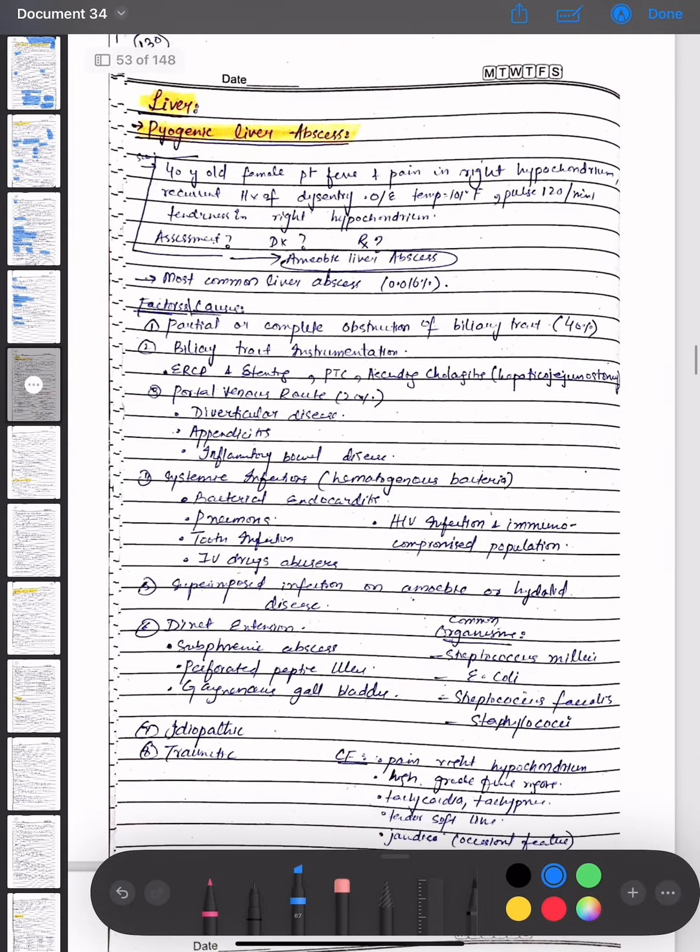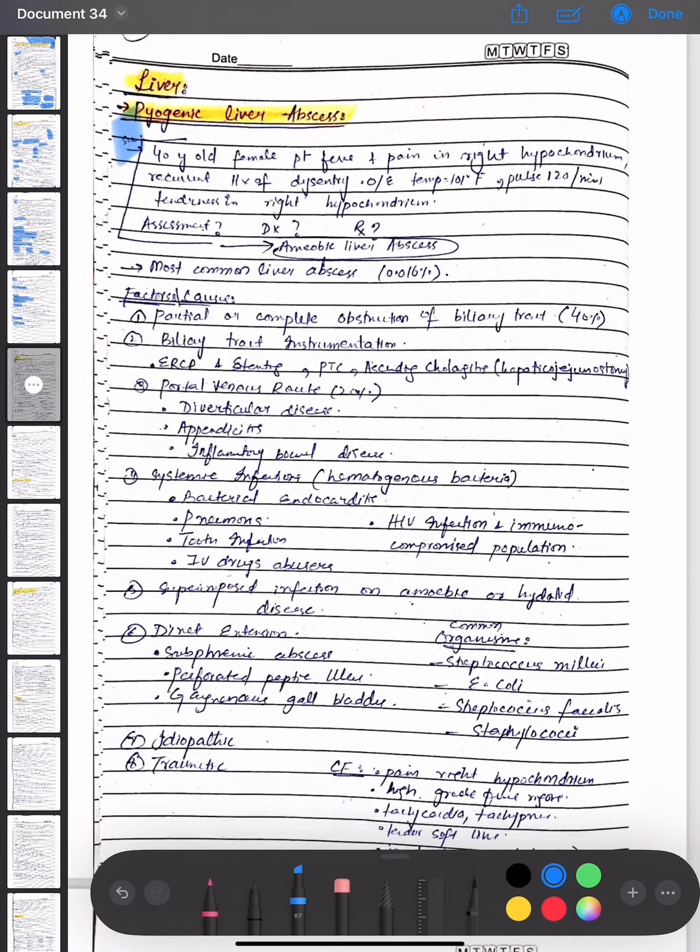We have a scenario that there is a 40-year-old female patient having fever and pain in the right hypochondrium, with a recurrent history of dysentery. On examination, temperature is 101 degrees Fahrenheit, pulse is 120, and there is tenderness in the right hypochondrium. So what is the assessment? What is the diagnosis? And what is the treatment? And what are the assessment options?